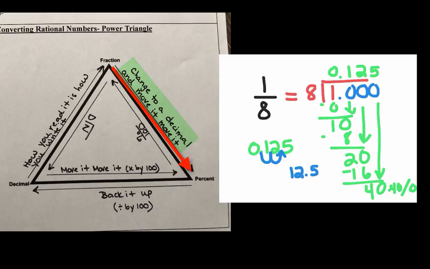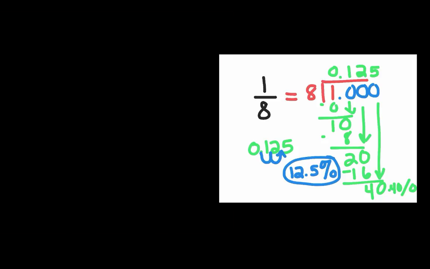And now it's not 12 and a half, 12 wholes and half of a whole. It's 12.5%. So for every 100. That would be the equivalent percent to the fraction 1/8. Again, you should have your power triangle filled out. You don't have to have any of my example, which is what you see in front of you here, but you do need your power triangle filled out.